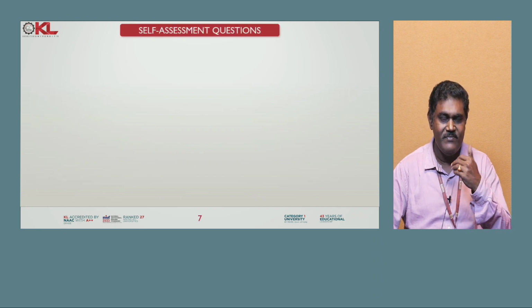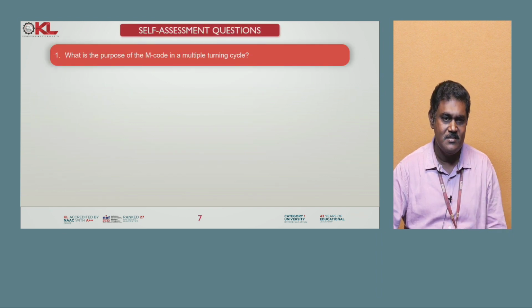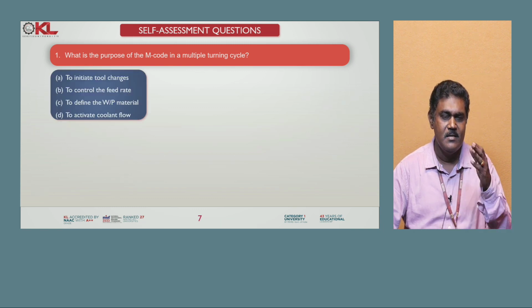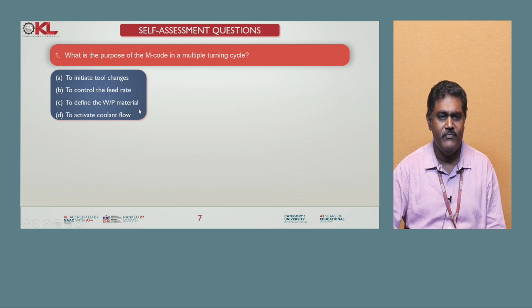Now, let us see the self-assessment questions related to this cycle. So, what is the purpose of the M code in multiple turning cycle? Now you can see these options are given: to initiate tool changes, to control the feed rate, to define the workpiece material and to activate coolant flow. The answer is to initiate tool changes.